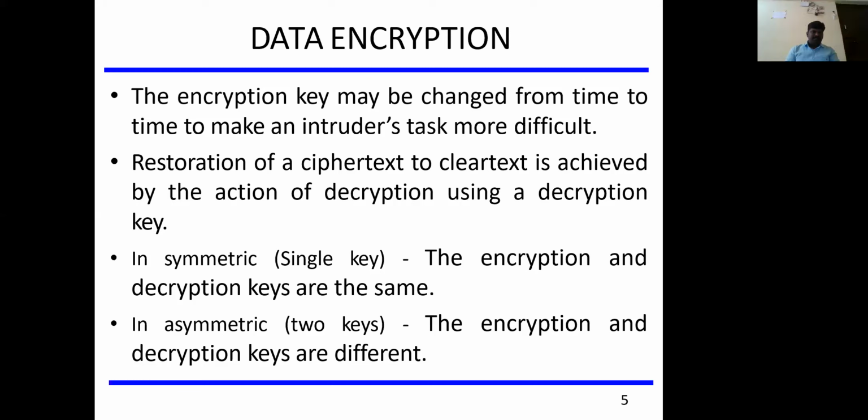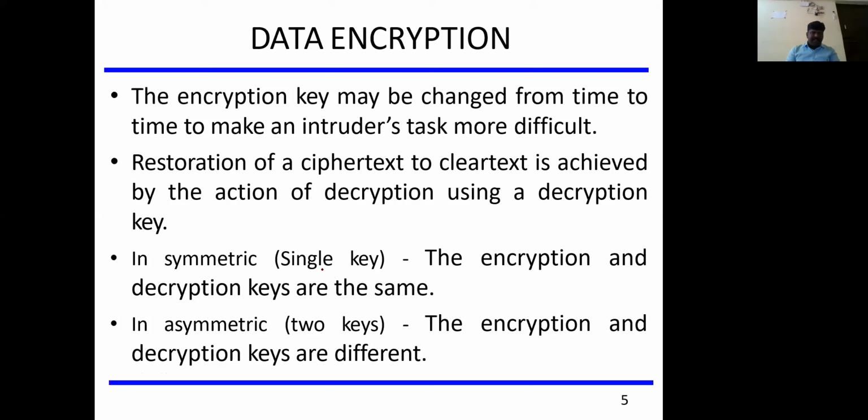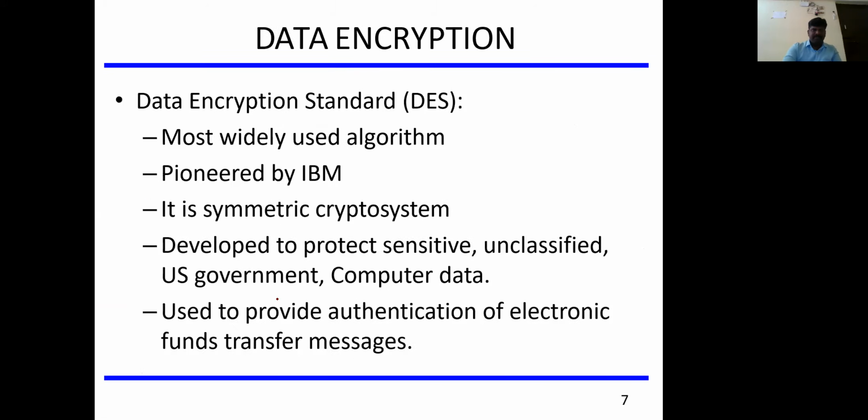So when we talk about symmetric encryption, a single key is used for encryption. When we talk about asymmetric key encryption, there will be two keys: one will be used for encryption and the other one will be used for decryption. I explained all this before, the transposition technique as well as the substitution technique. I don't want to repeat it.